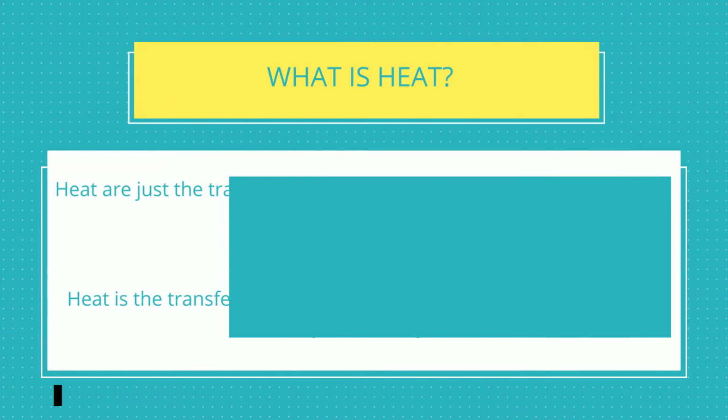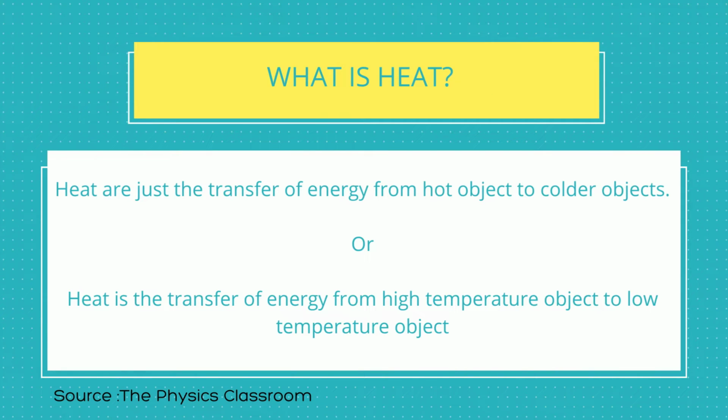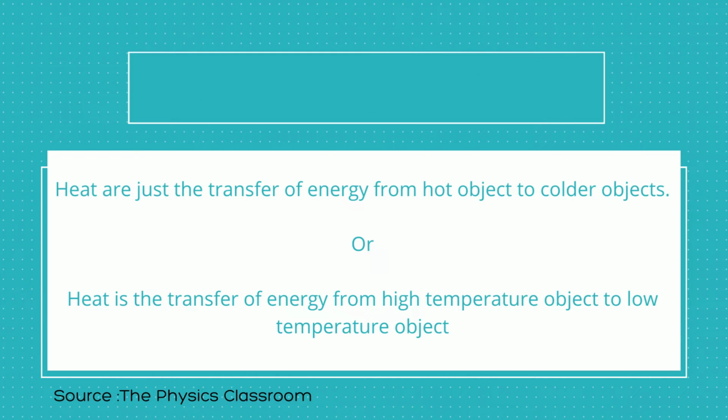So let's go to the definition of heat. What is heat? Heat is just the transfer of energy from hot object to cold objects, or heat is just the transfer of energy from high temperature object to low temperature object. I want you to keep in your mind the words high temperature object to low temperature object. Also, maybe hot object to colder object. Heat is a transfer of energy, but I want to keep in your mind these two phrases: hot object to colder object, or high temperature object to low temperature object.